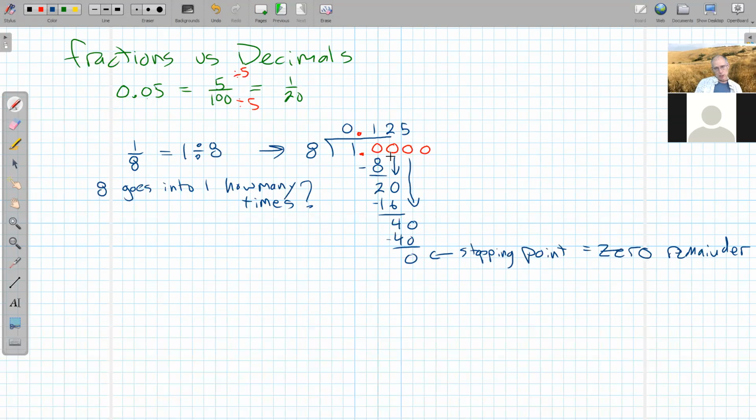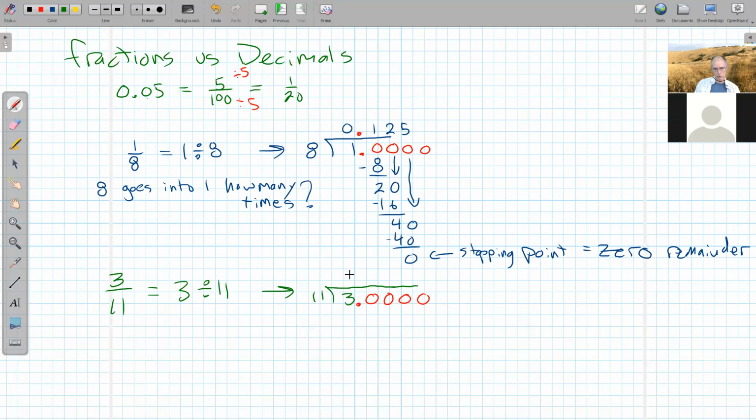Now 8 worked out pretty good. It had a termination point, but it doesn't always work so well. So let's suppose I was going to do 3/11ths. That's 3 divided by 11, or how many times does 11 go into 3? So we can also write it as 11 goes into 3. And then we can say, 11 doesn't go into 3, but we know that we can put as many zeros here as we want and see what happens.